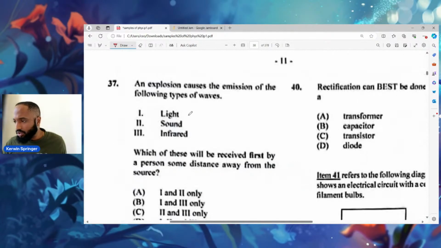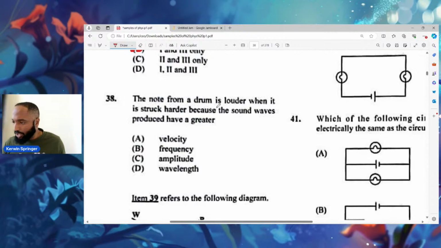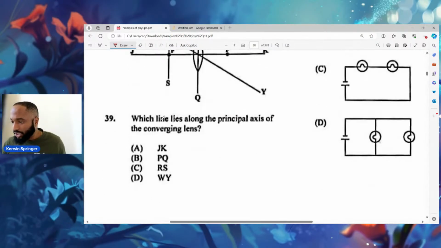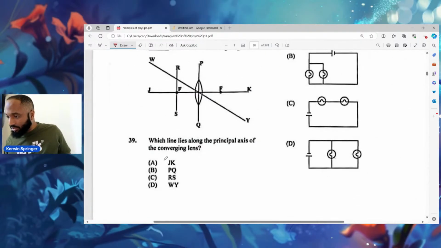An explosion causes the emission of the following types of waves: light, sound, and infrared. Which of these will be received first? Light and infrared, both of them travel at the same speed. 1 and 3. The note from a drum is louder when it's struck harder because the sound waves produce greater amplitude. Amplitude controls volume.